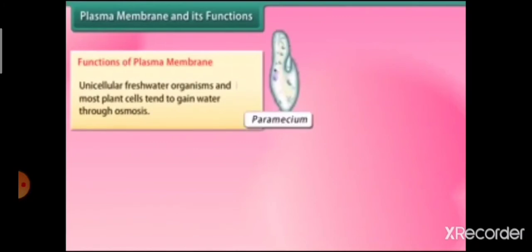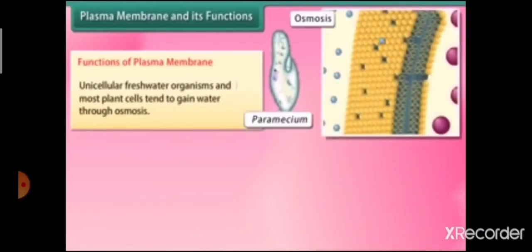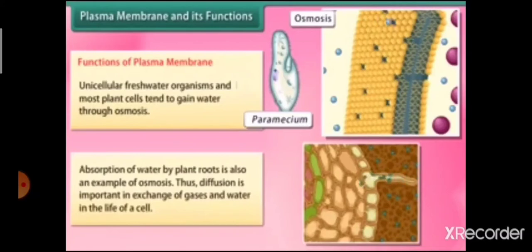Now, functions of plasma membrane. Unicellular freshwater organisms and most plant cells tend to gain water through osmosis. Absorption of water by plants' roots is also an example of osmosis. Thus, diffusion is important in the exchange of gases and water in the life of the cell. Osmosis is nothing but the movement of water from a lower concentration to a higher concentration.